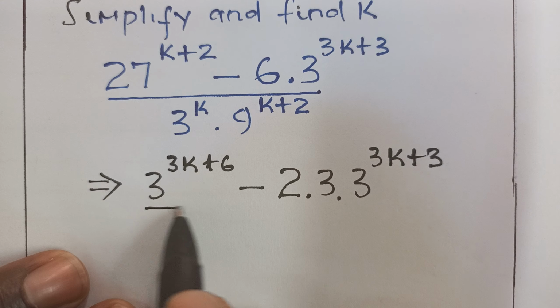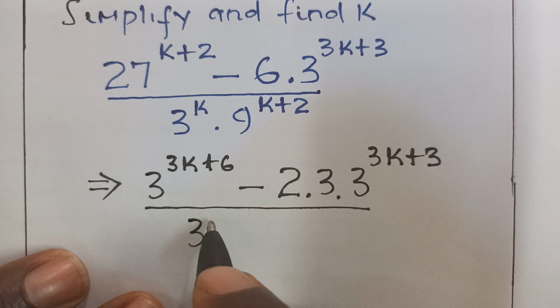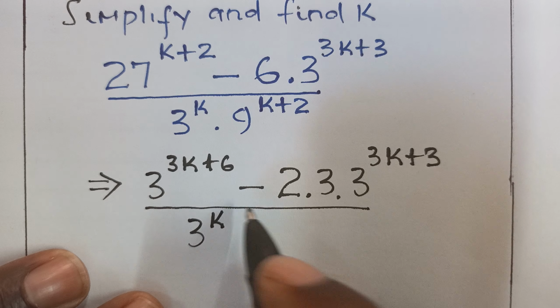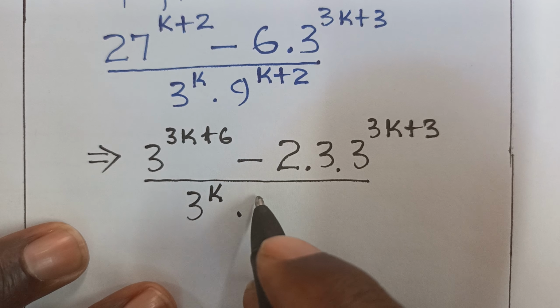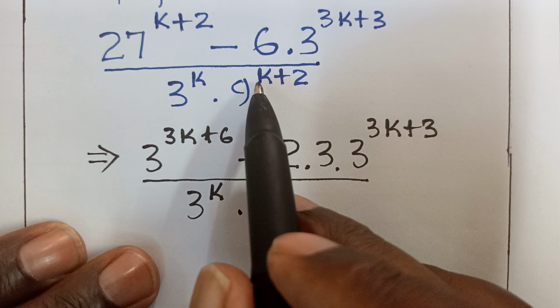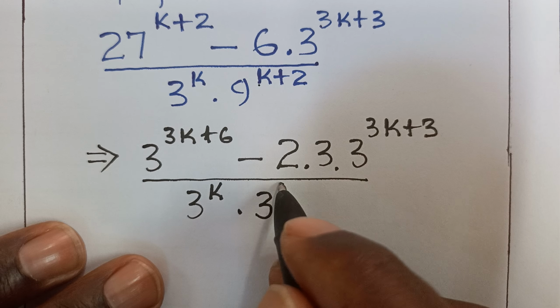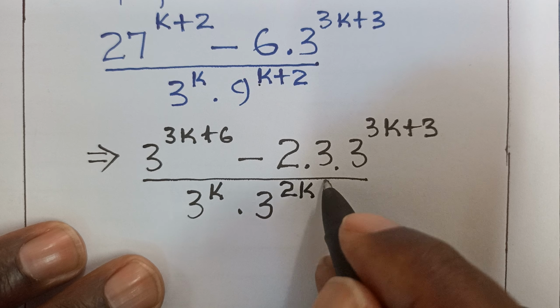all over. Here we have 3 raised to 3k, and we can also write 9 in terms of its factors, which is 3 squared. We multiply 2 by k plus 2, that comes to 2k, now plus 4.